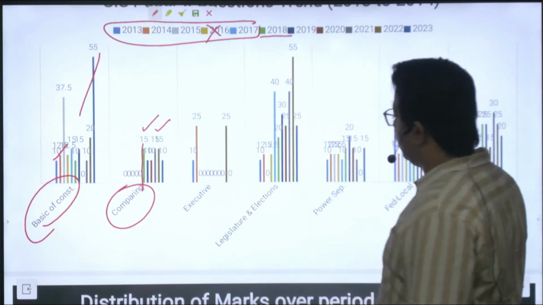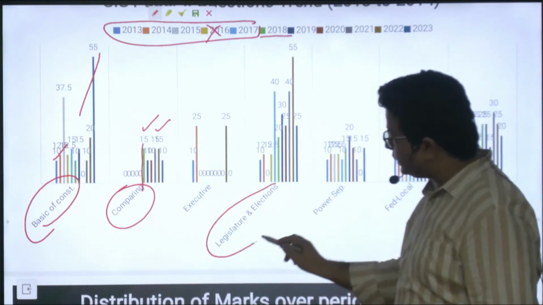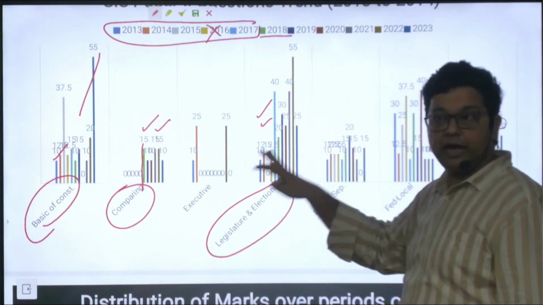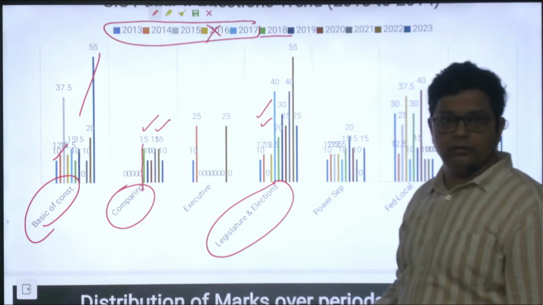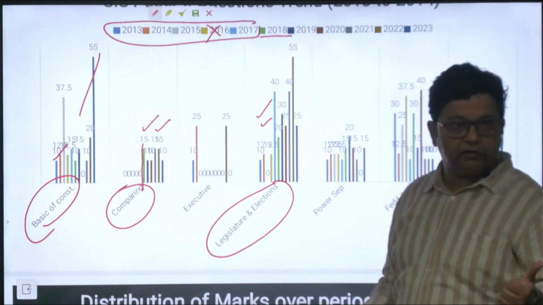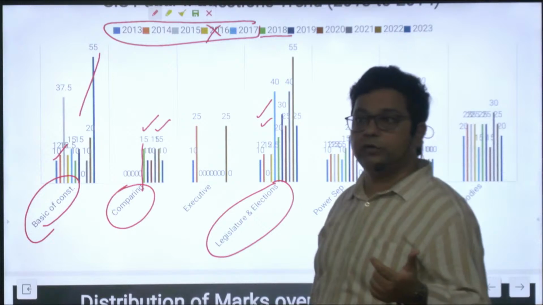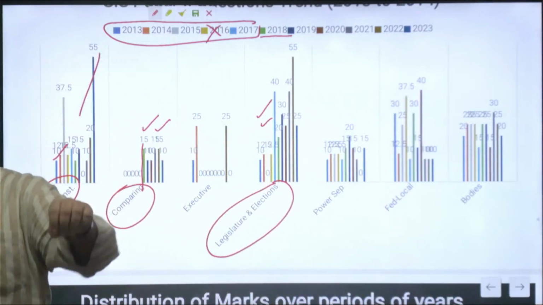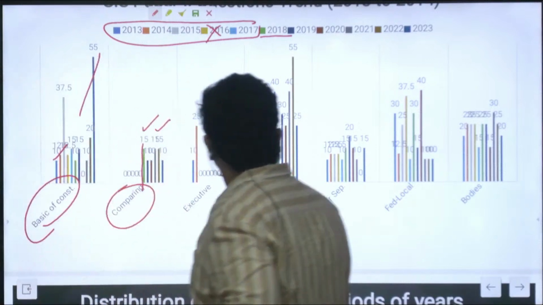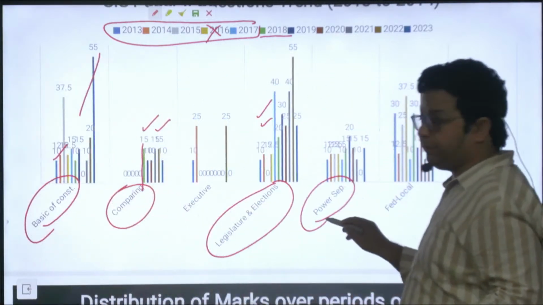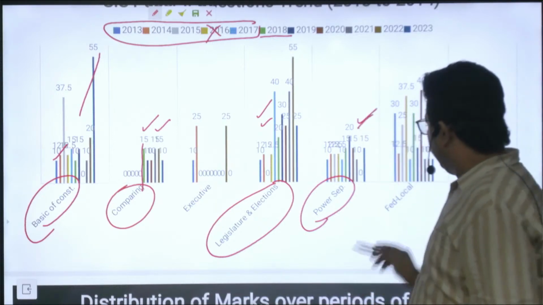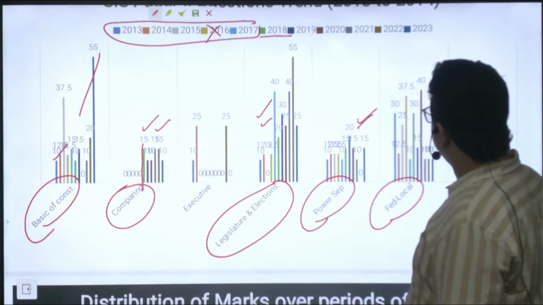So if you see overall, from the legislature and executive, they are always asking many questions from the legislature and elections. They will be asking questions on the RPA Act, or on parliament's functions. So there will always be one or two questions from this. If you see separation of powers, there will always be a question from this. If you see federal and local government, there will always be a question from this.